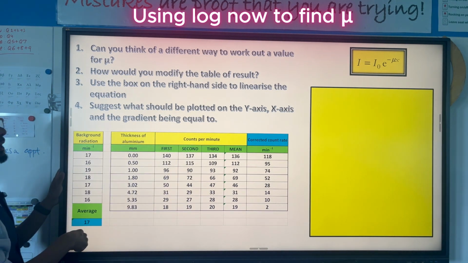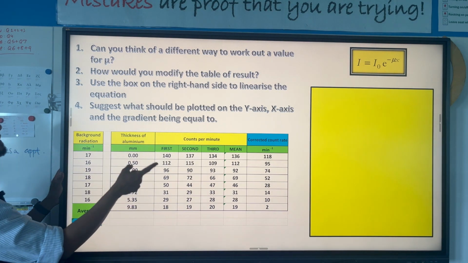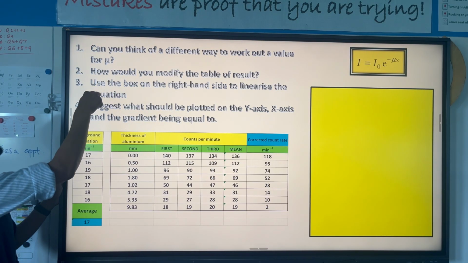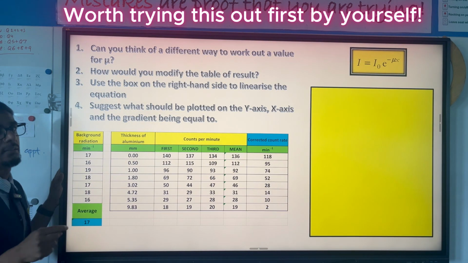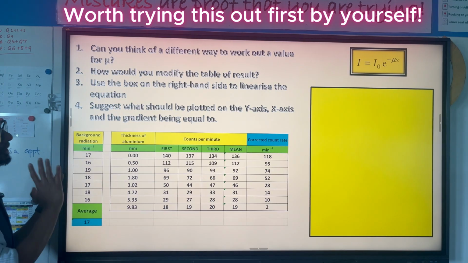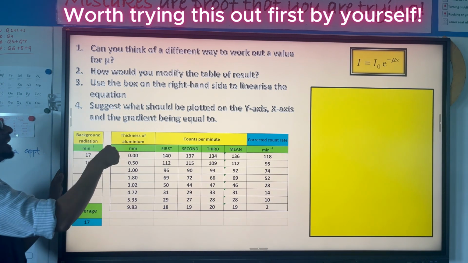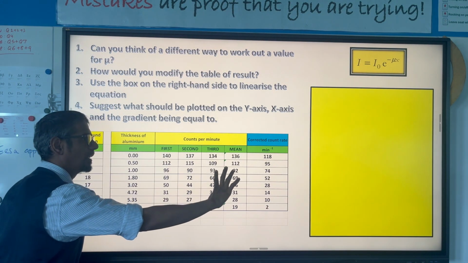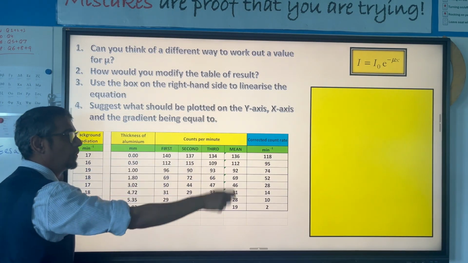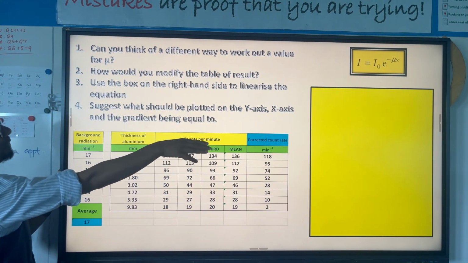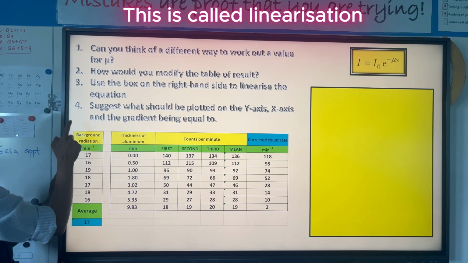What I'm going to do now is a different method. So can you think of a different way to work out the value of mu? I'm going to pause the video. If you can, try and work it out. How do you then modify this set of results to satisfy the new graph? And use the box. I'm going to do that now.